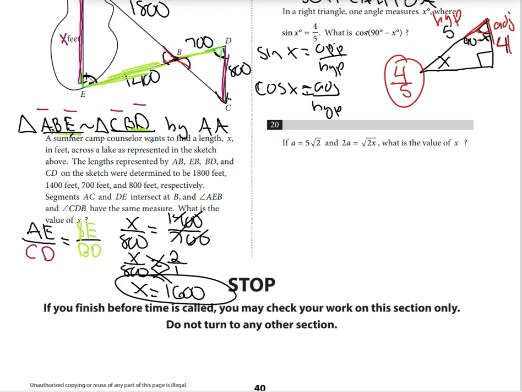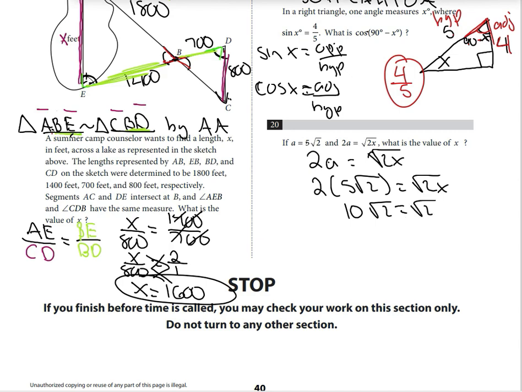If a equals 5 square root of 2 and 2a equals the square root of 2x, what is the value of x? So let's take our 2a equals the square root of 2x and replace that a with 5 square root of 2. So I'm going to have 2 times 5 square root of 2 equals square root of 2x. So I get 10 square root of 2 equals square root of 2x.